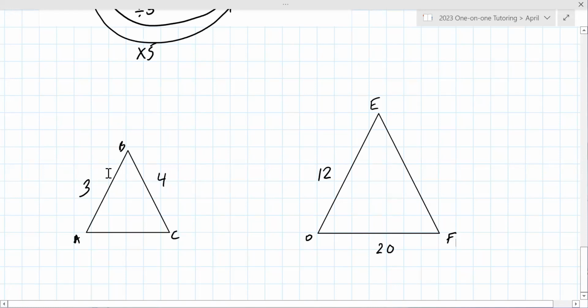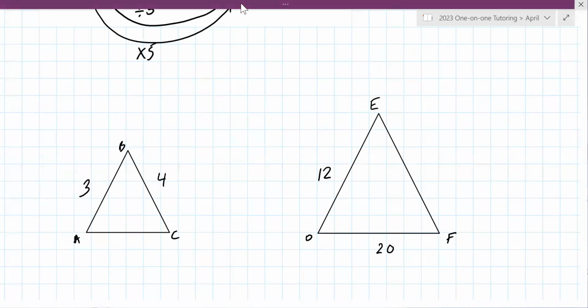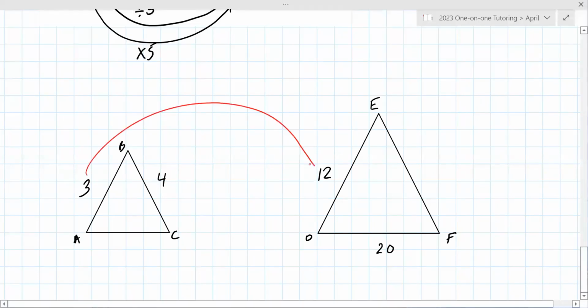So you want to think about, well, how do you go from 3 to 12? What would you multiply by to go from 3 to 12? 4? 4. Okay, so you might even denote that here, times 4. So that means you have to take this 4 here and multiply it also by the same value, the 4. So what would EF be?